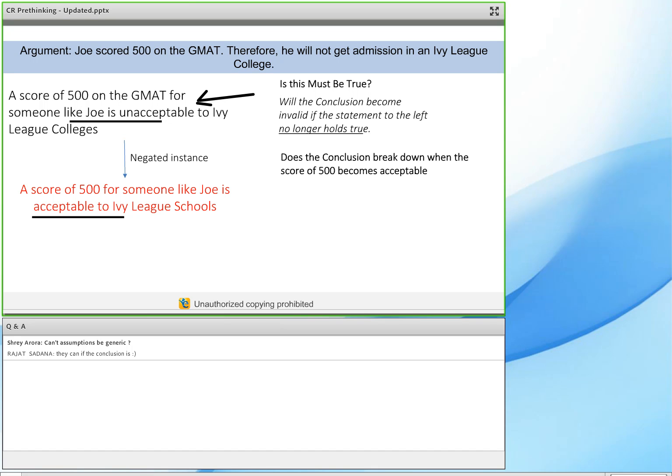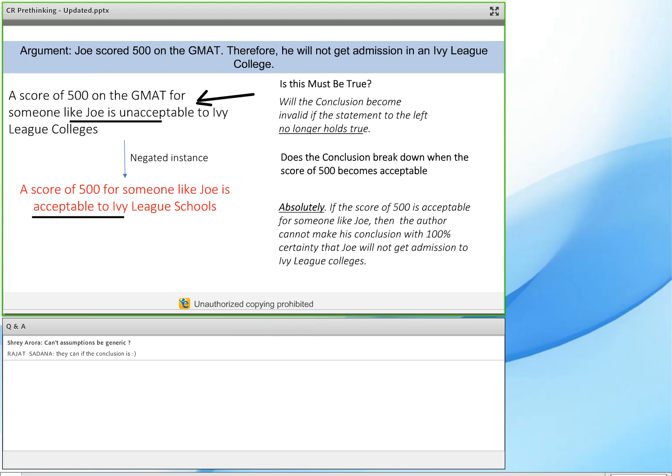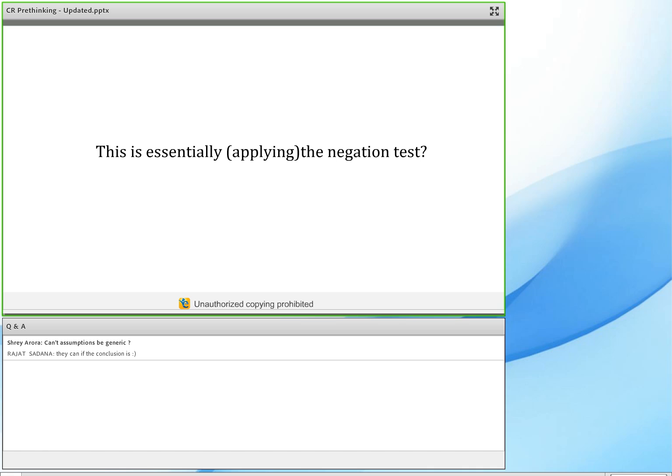Now what happens when this becomes true? Does the conclusion break down when a score of 500 becomes acceptable? Absolutely, it breaks down. Why? Because if a score of 500 is acceptable, then the author cannot say with 100% certainty that Joe will not get admission into an Ivy League college. This is the must be true aspect of the assumption. And this essentially is nothing but applying the negation test.